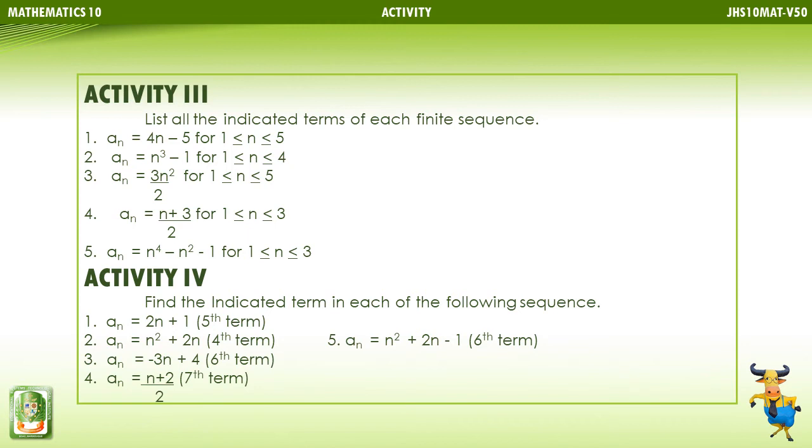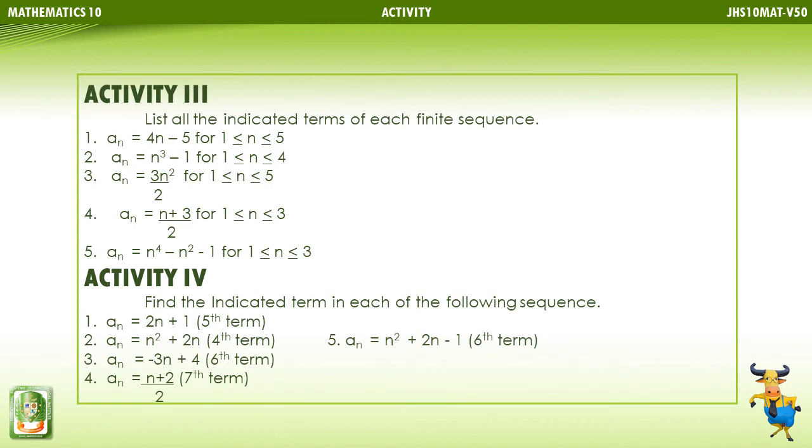Activity 4. Find the indicated term in each of the following sequences. 1. a sub n equals n plus 1, 5th term. 2. a sub n equals n squared plus 2n, 4th term. 3. a sub n equals negative 3n plus 4, 6th term. 4. a sub n equals n plus 2 halves, 7th term.